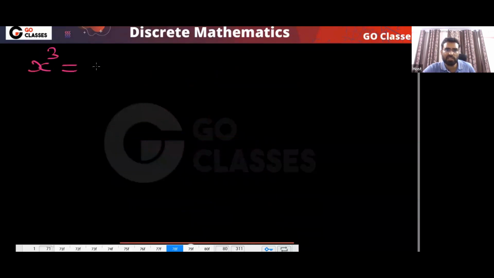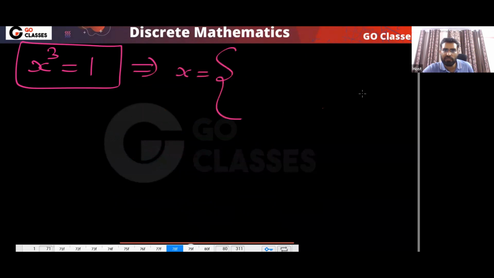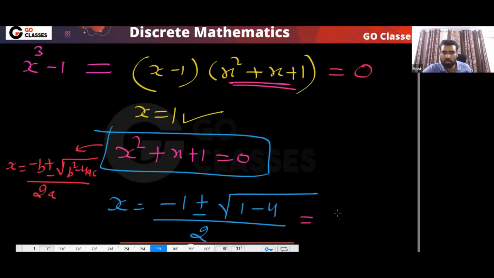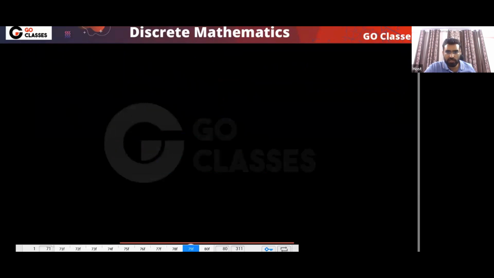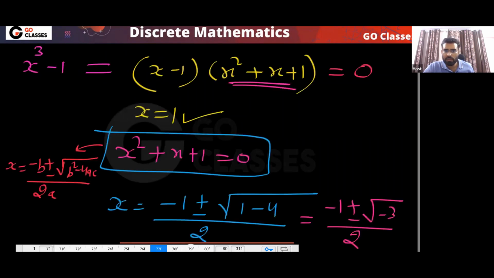So finally, if I give you this equation, x cube equal to 1, then what will be the 3 solutions? There will be 3 solutions. This solution will be there, 1, plus this solution will be there. So this will become minus 1 plus minus this, divided by 2. So what you got is x equal to minus 1 plus minus under root minus 3, divided by 2.